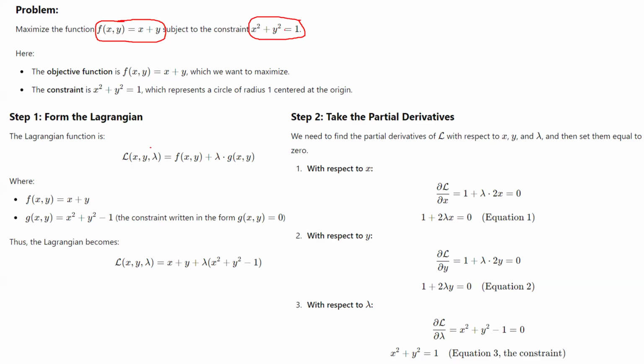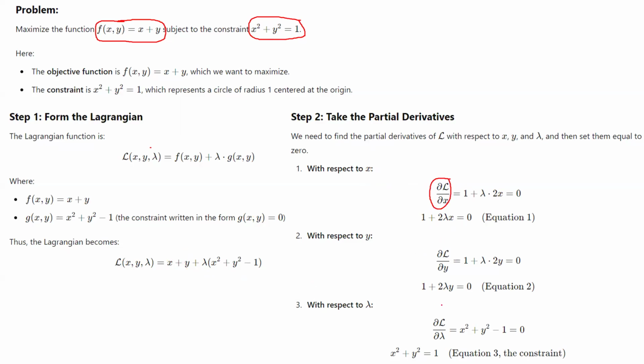So we have to take this minus 1 onto the left hand side, and then it becomes g(x, y) equal to 0. Now we need to take the partial derivatives of this, which would be the second step. If I take the partial derivative with respect to x, I'll get 1 for x, the constant is 0, and for this it is 2x lambda, and this will also be constant with respect to x. So this is my first equation.